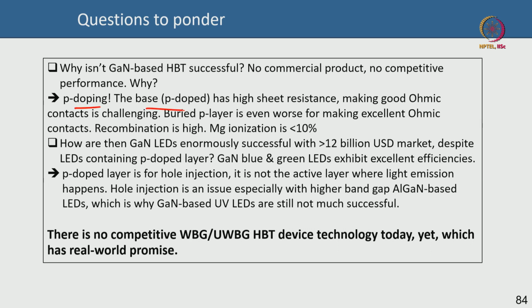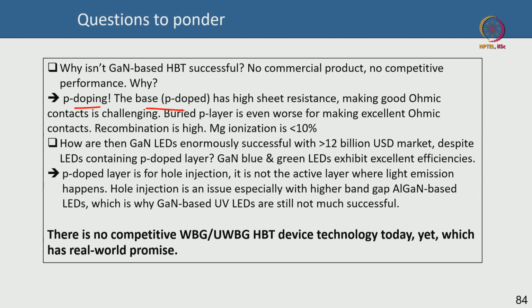The p-type doping is horrible in wide band gap material, and the sheet resistance is terrible, the contact resistance is terrible, and because the p-type is the base, it makes it an extremely bad HBT, okay. Despite this, LEDs are very successful, which also use p-type because they have a p-type contact for injection of holes, but in HBT you need the p-type for your recombination.